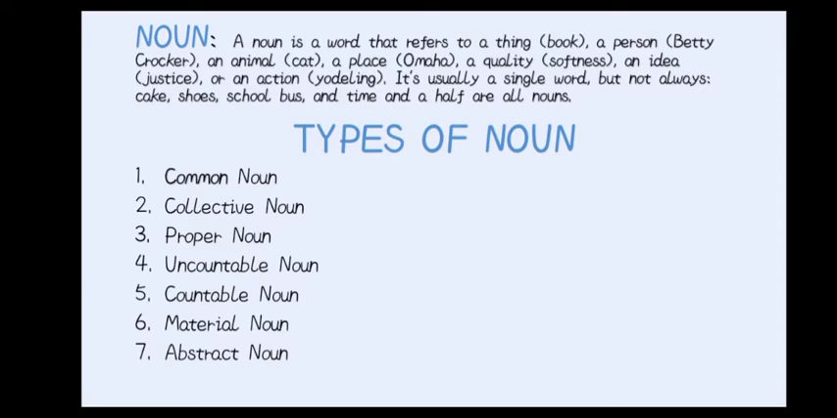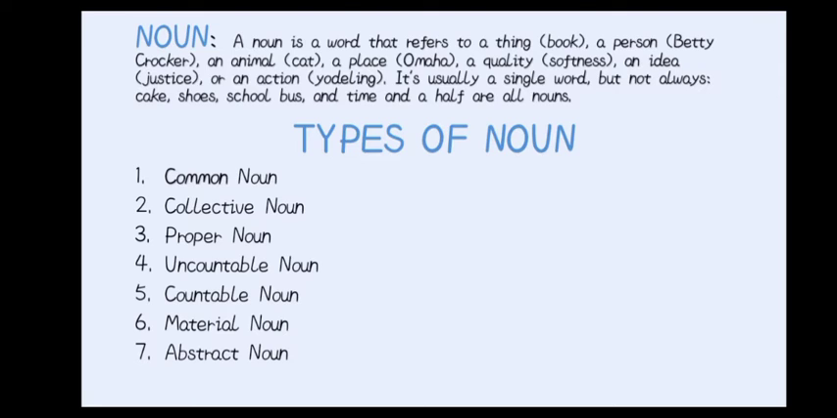Quality is actually the attribute. Attribute means the characteristic carried by a particular person, or the speciality of a particular place. Idea is again your opinion. Action is any work that you are performing. It's usually a single word, but not always.